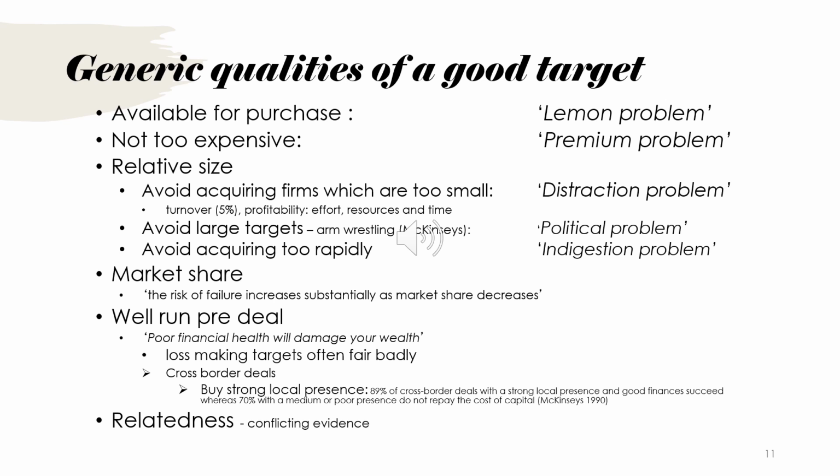Relatedness, I've mentioned before, but it's worth restating. Just because you're buying in your own industry does not mean it's going to be a successful deal. Whilst relatedness gives you much greater synergy possibilities, it also gives you much higher integration risk because of complexity. So don't assume that those are the best types of deal.